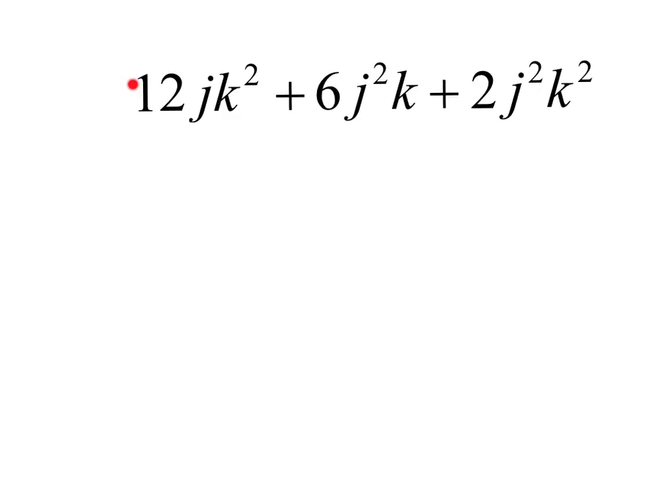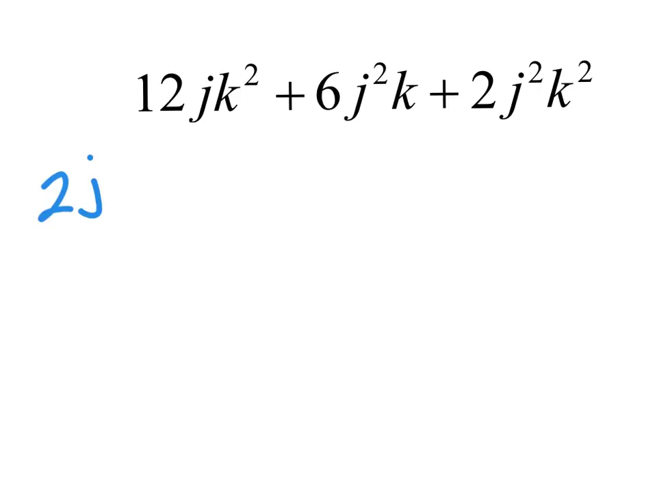Let's first start with the coefficients, 12, 6, and 2. What is the GCF that you could pull out right there? 2. So you have 2. And how about, are there J's in common? Yes, there's a J here, 2 J's here, and 2 J's there. What's the greatest amount of J's that I could pull out? Only 1. So we're going to pull out 1 J.